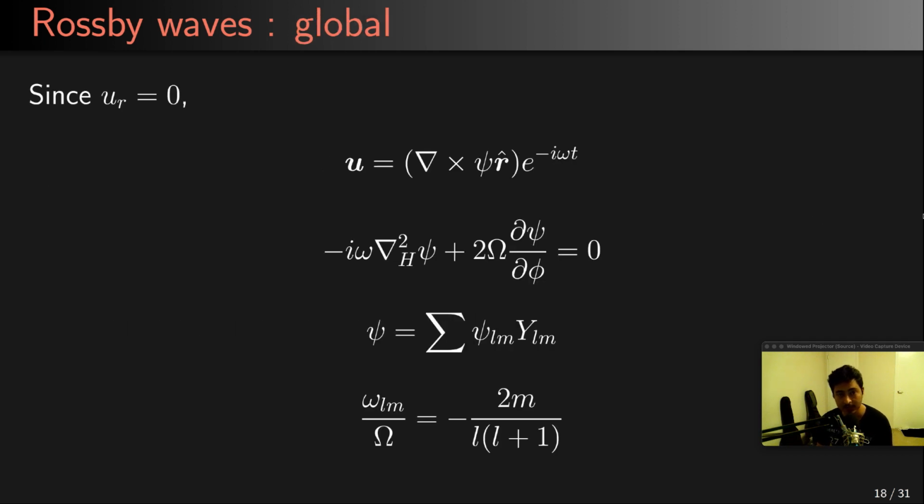You can also perform a global analysis of Rossby waves, or sometimes called planetary modes, so these are global modes. And if you stick to the same approximation that the radial flow vanishes, you can then write velocity as curl of a stream function, and then you can solve for the stream function, and you can expand it in spherical harmonics and obtain this dispersion relation using certain L and M of the stream function.